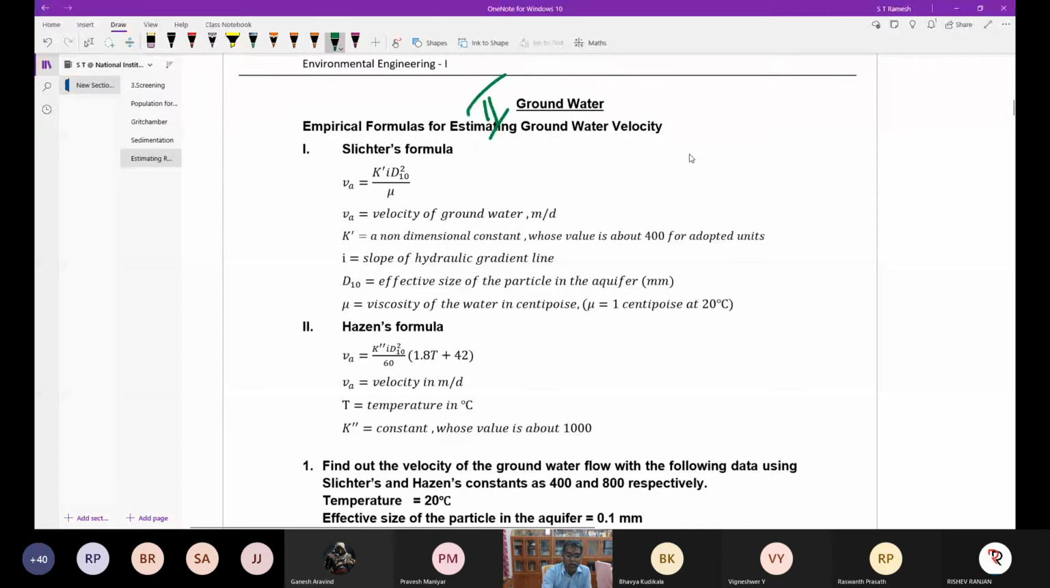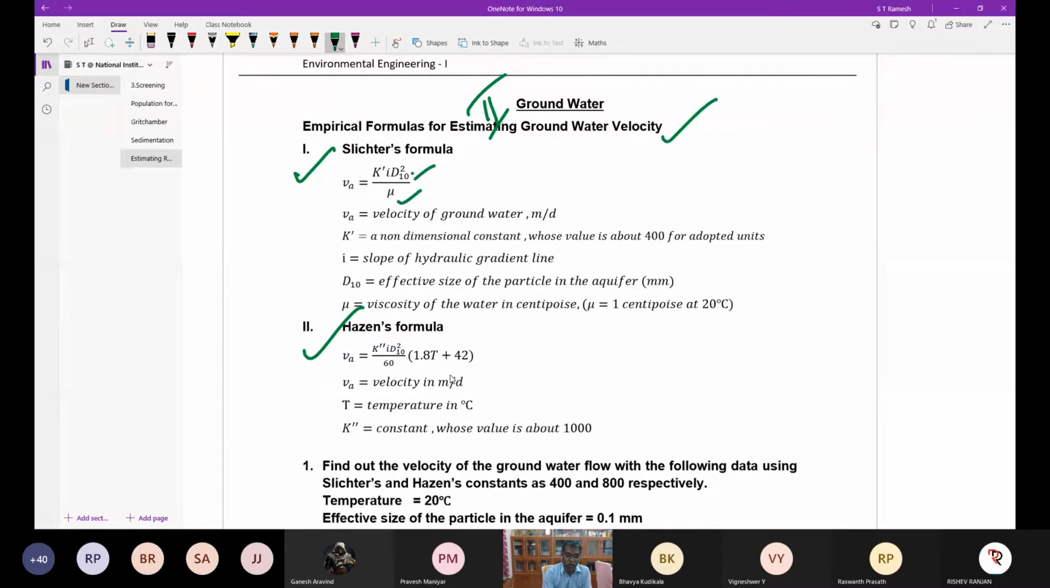Second segment, this is your groundwater. Here also, the estimation of groundwater, not quantity but velocity, is important. Groundwater velocity is estimated with two different formulas. One is Schlichter's formula, another one is Hazen's formula. Schlichter's formula: VA is equal to K dash into I into D10 square divided by mu.